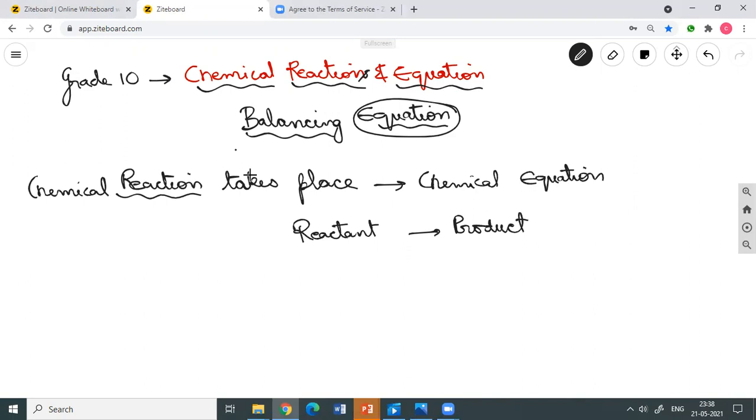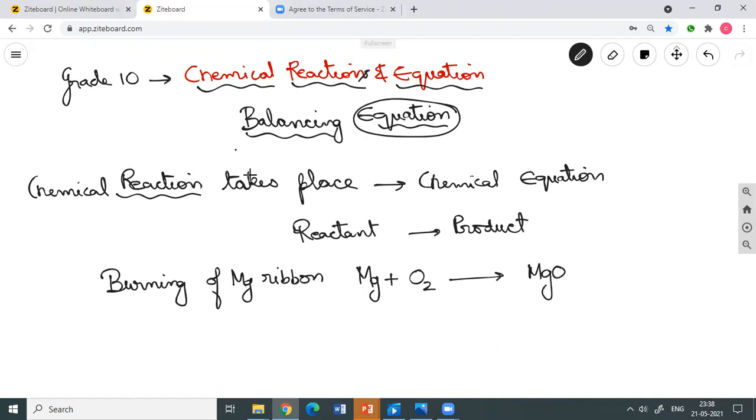A very simple chemical equation is the burning of magnesium ribbon. In burning of magnesium ribbon, if you have noticed, magnesium burns in oxygen to give magnesium oxide. For a beginner wondering why I wrote O2 for oxygen, it is because of atomicity. You would have learned in grade 9 that atomicity is the number of atoms in the oxygen molecule, which is 2. That's the reason we write O2 here.